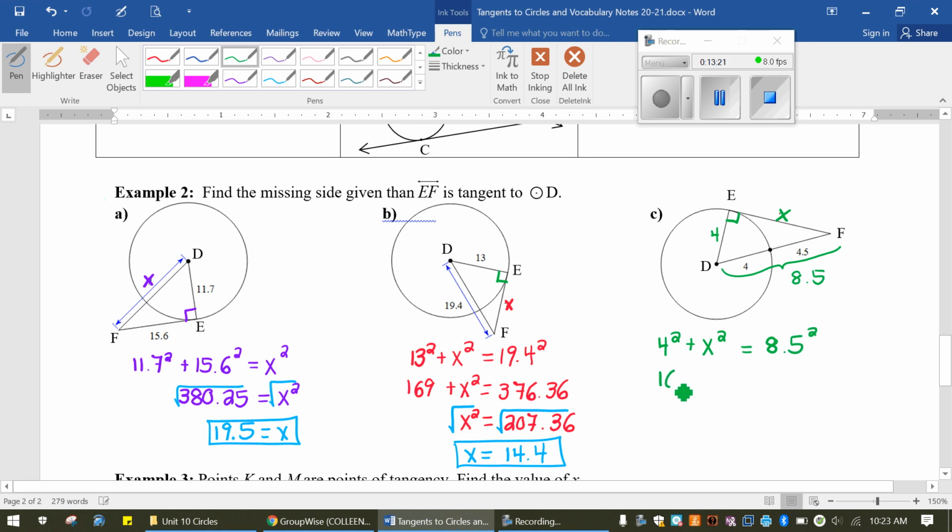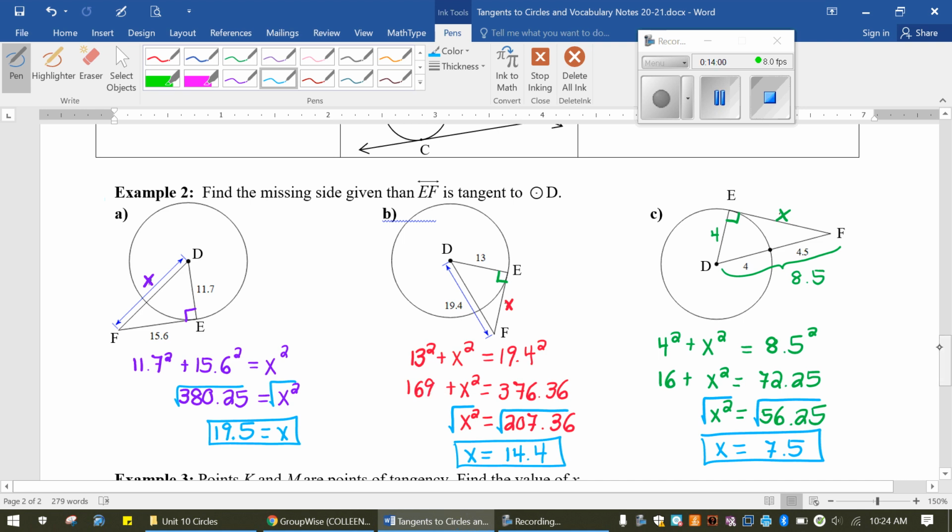So here, 16 plus x squared is 72.25. Subtract 16 from both sides. X squared is 56.25. And then you're going to take the square root of both sides, and you will get x is 7.5. Okay, so anytime you're given that this piece is a tangent and you've got a radius, it means that this is a right angle and you're going to use the Pythagorean theorem.